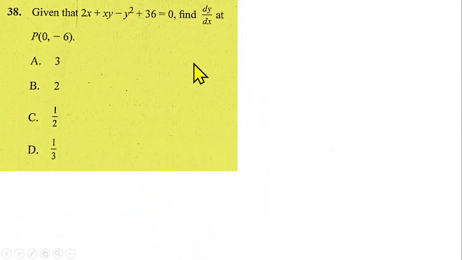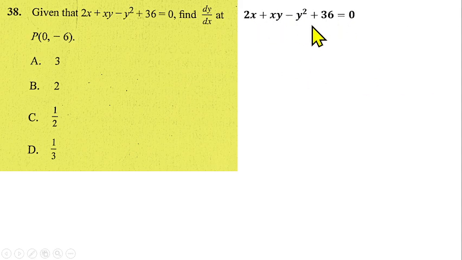Question number 35 is from differentiation, in this case application of differential calculus. Given this function, we have to find dy/dx at P(0, minus 6). So you have to differentiate this implicit function. If you differentiate 2x you have 2, then plus, if you differentiate x you leave y. If you differentiate x, that will give us 1. 1 times y gives us y.